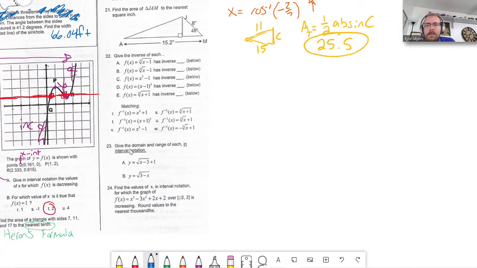23. Give the domain and range of each in interval notation. Okay, the only reason why domain would not be all reals is if there are denominators with x in them. There aren't any of those. Or square roots. Yeah, square roots. Both of them have square roots. If you have a square root, it cannot be negative. It can be 0. The square root of 0 is 0.